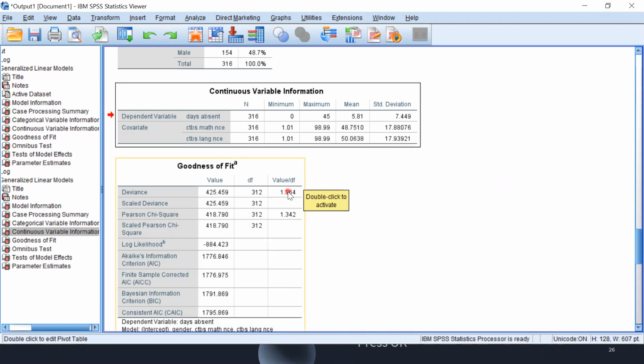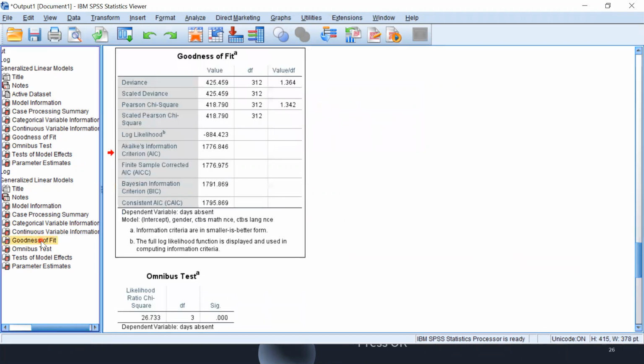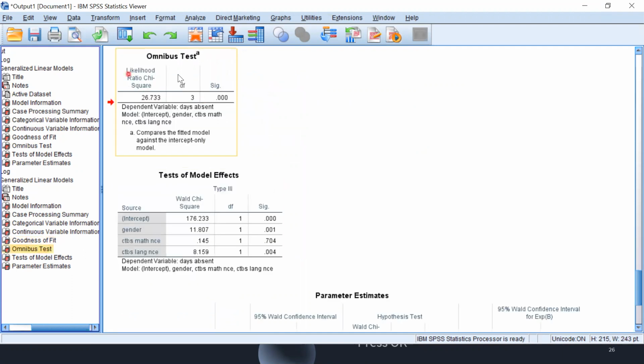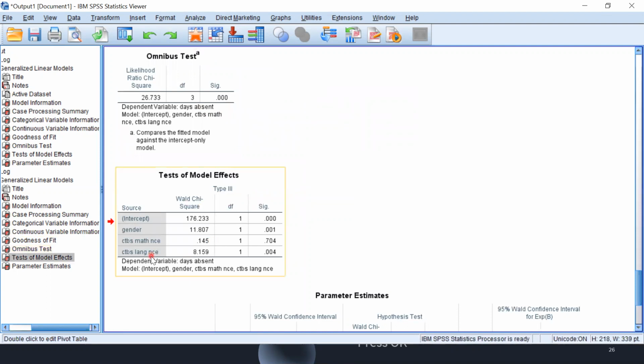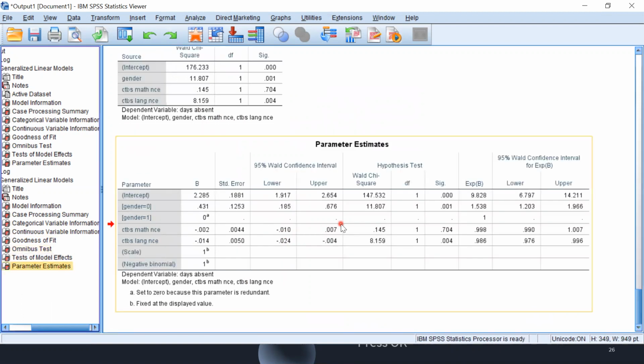Look at here: in the last video, our deviance value was 7.6. Here we have 1.364. And we said if the deviance value is near 1.0, then the issue of over dispersion is corrected. So for the goodness of fit test, we check the over dispersion issue from the goodness of fit table. The omnibus test says whether the overall model is significant or not. The p-value is less than 0.05, which implies the model is significantly good fitted. The test of model effects tells the p-value of all the variables entered, which you can also see in the parameter estimates.